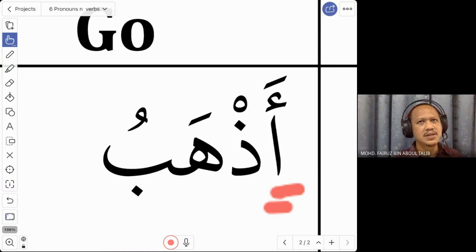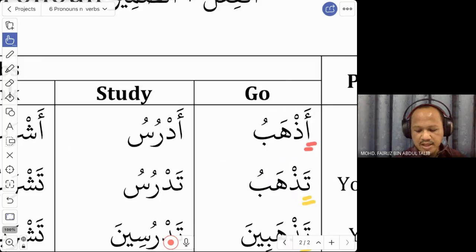So this is for tazhab. You can practice this. Azhab is for ana. Yazhab is huwa. You use the verb together with the pronoun so that you memorize both of them. Hiya tazhab. Anta tazhab. Ana azhab. Nahnu nazhab. Okay, so you can try this. The same goes for the other verbs.